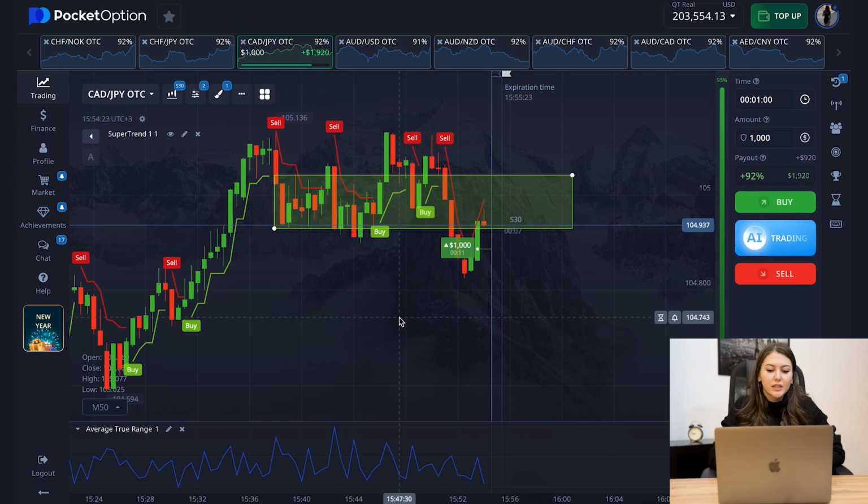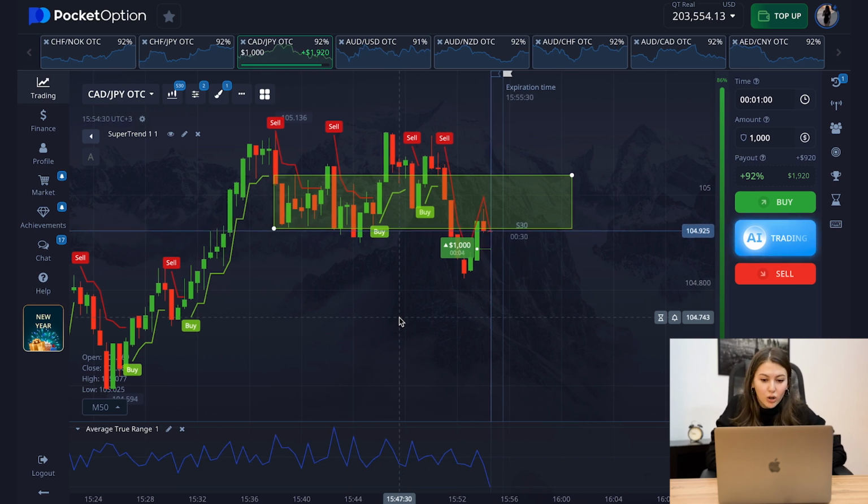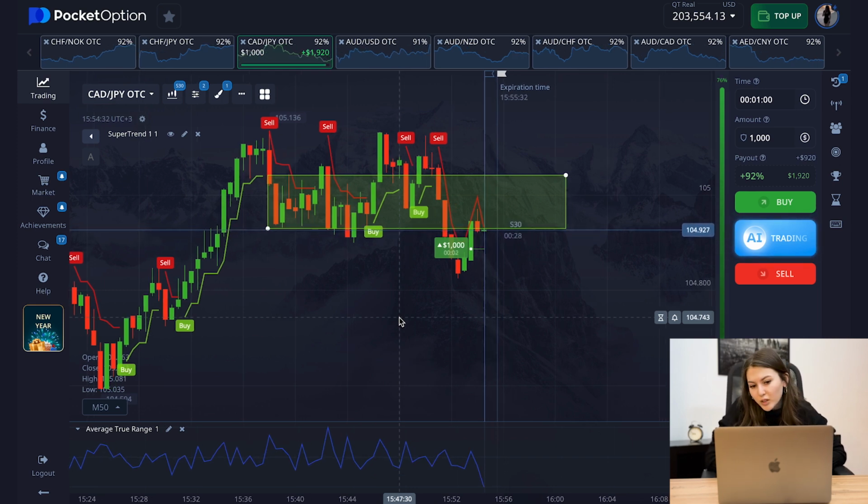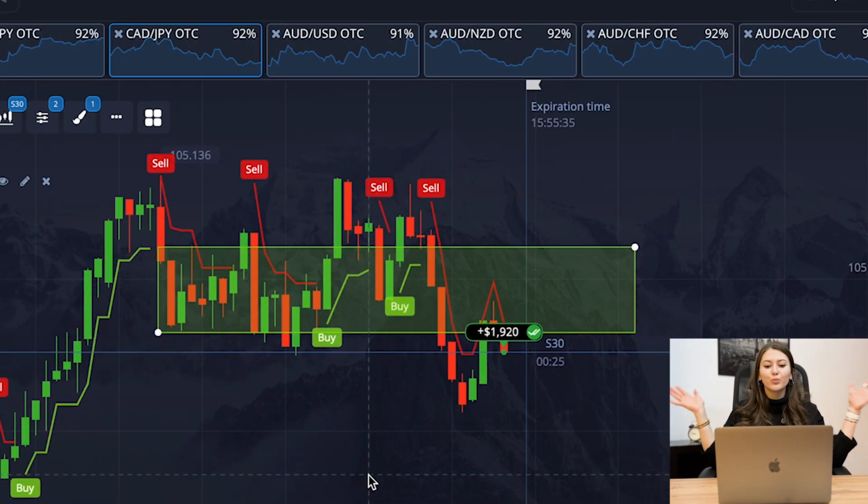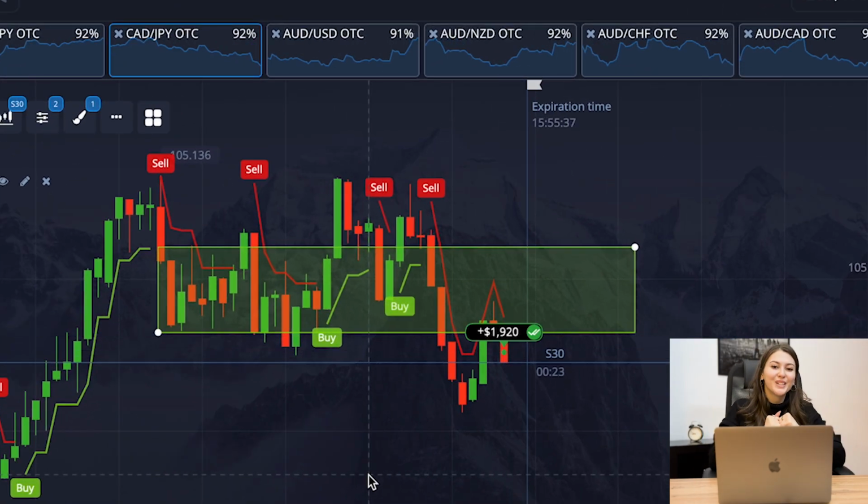So we are in kind of a safe area, but we have this candle that is not very confident. Let's see what it's gonna show us, but I think that we are kind of safe. And guys, we have one more profitable deal for today.